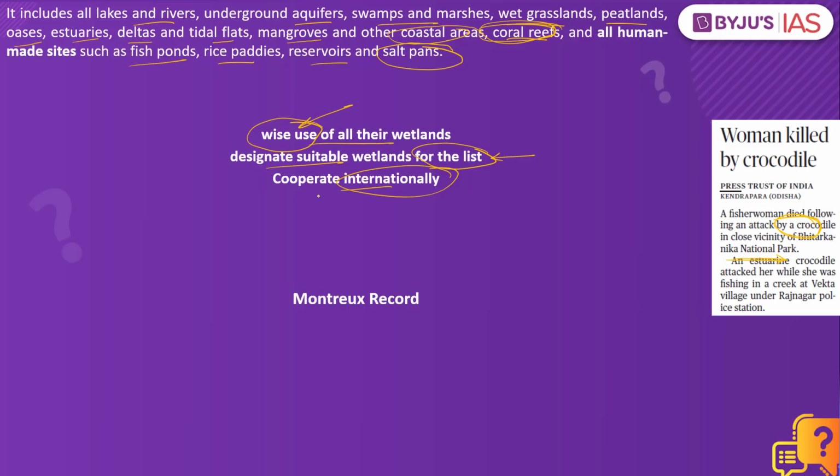Finally, the third pillar is what is called cooperating internationally. To ensure that a particular wetland is safeguarded, what we require is international cooperation. Why? Because a designated Ramsar site can also be part of multiple states. It can be part of multiple countries as well. So what we require is mutual understanding and cooperation for the wise use of this wetland.